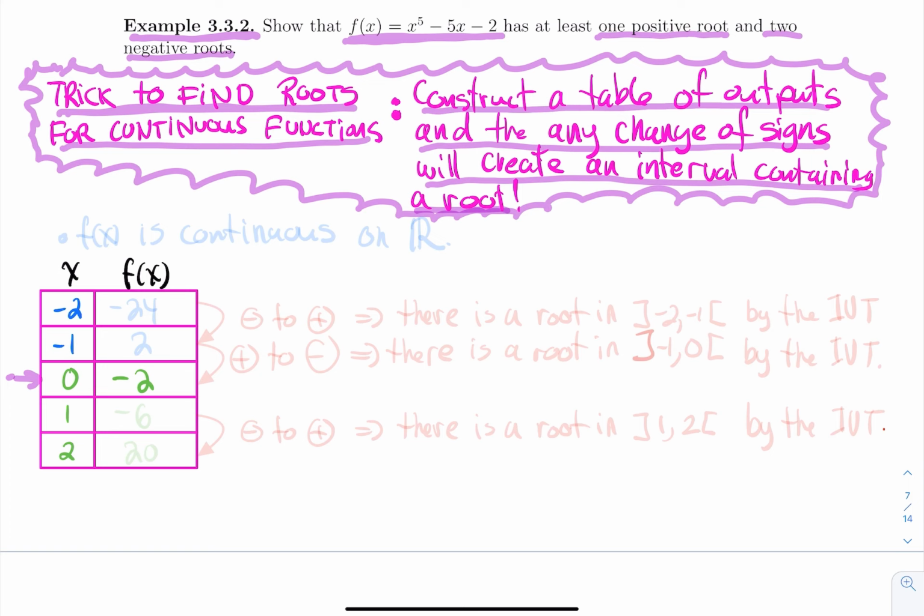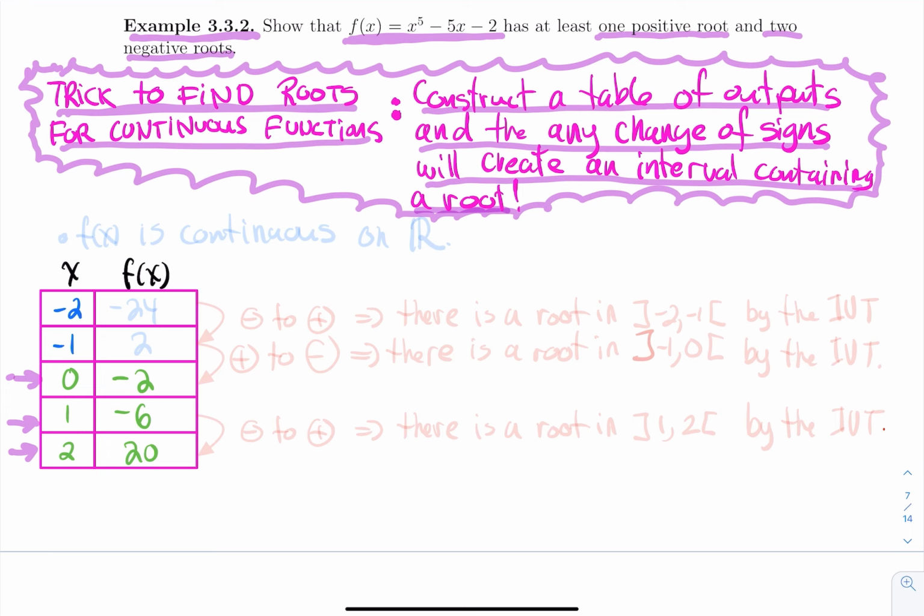At 1, if you compute the output, 1 to the power 5 minus 5 times 1 minus 2, you can double check, this gives you minus 6. So right now, between minus 2 and minus 6, we're not changing sign. Maybe there's a root, but we just don't know. But then if you compute the output at 2, 2 to the power 5 minus 5 times 2 minus 2, you get 20. You go from negative to positive.